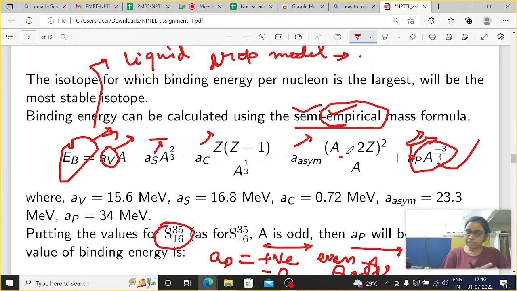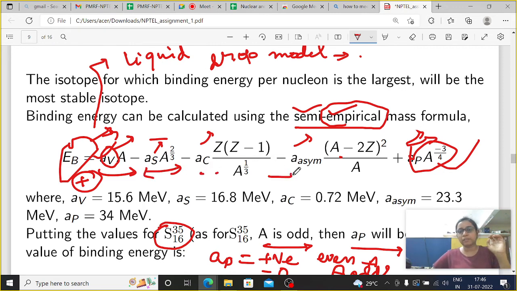The volume term is there, the surface term is there. If our volume term increases, that means if our nucleus size increases, then obviously the binding energy will be increased. So in front of the aV A term there is no sign, which means it's a positive sign. And the surface term, Coulombic term and asymmetric term are basically responsible for decreasing the binding energy.